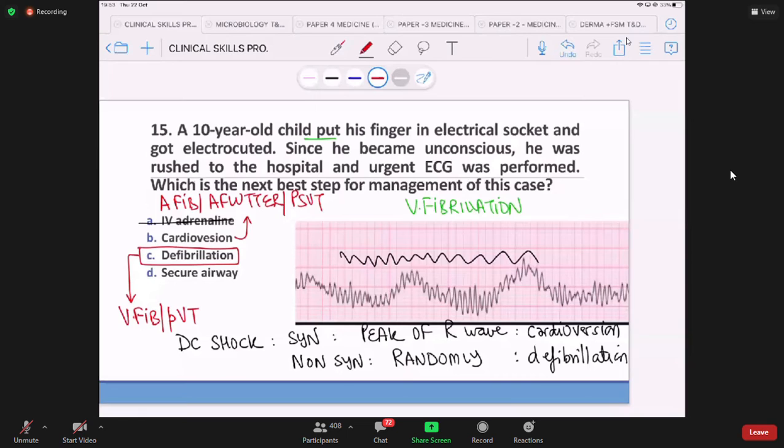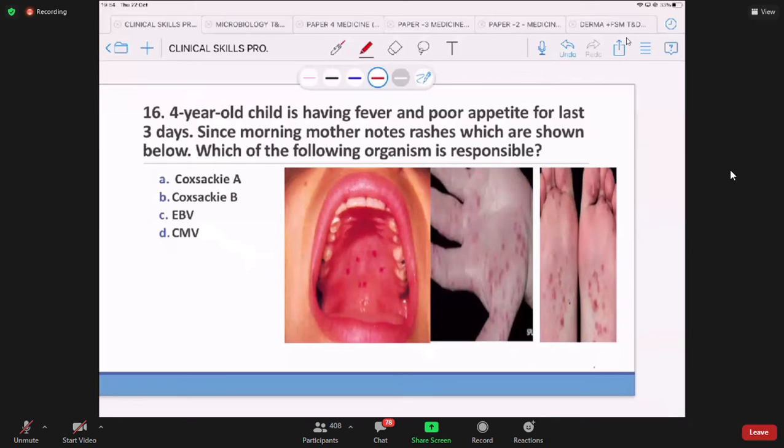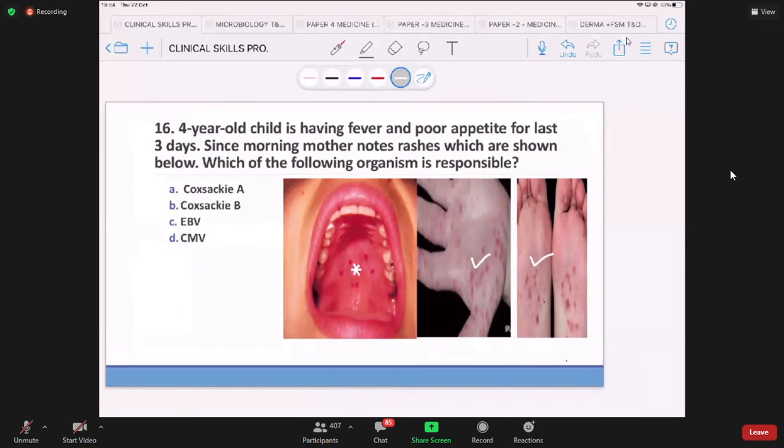The next question says a 4-year-old child is having fever and poor appetite for 3 days, and then you can see a rash. The rash is present on the palms, on the hands, on the feet. That is going to be hand, foot, and mouth disease. Which organism is responsible for this one? The correct answer is Coxsackie A. Pretty straightforward. That's a relatively easy question for today. Let's move to the next one.